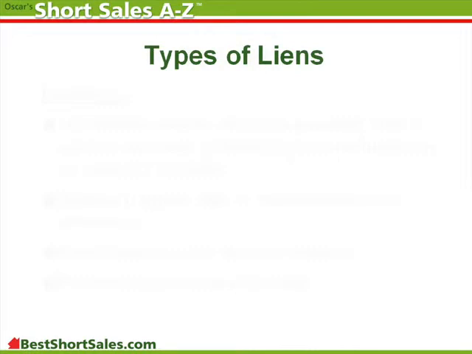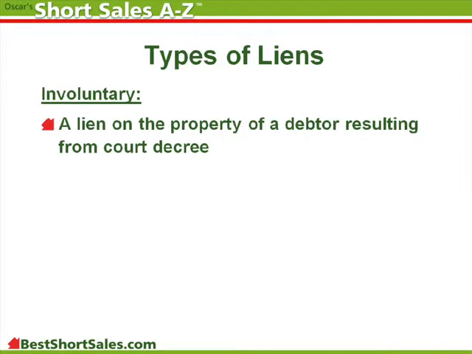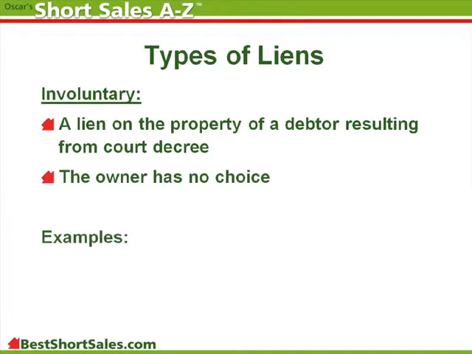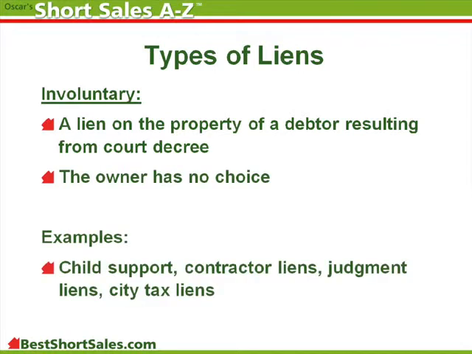Types of liens. There are two types of liens, voluntary lien and involuntary lien. Involuntary lien. An involuntary lien is a lien on the property of a debtor resulting from a court decree. The owner has no choice. The lien is imposed on him by the judicial system. Examples of involuntary liens are child support, contractor liens, judgment liens, city and county tax liens.